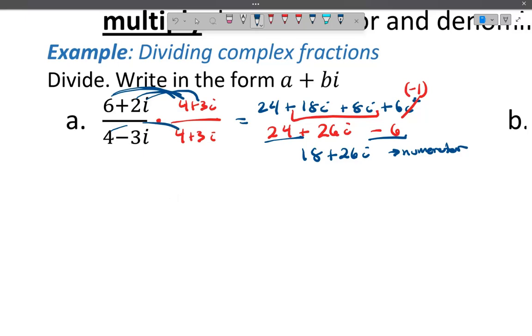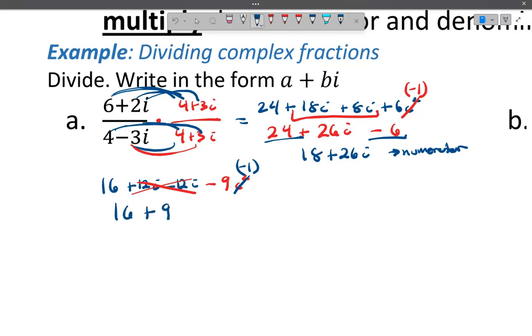Then we can go ahead and do the denominator. We're going to have 4 times 4, which is 16. Then we're going to have plus 12i and a negative 12i. Again, like we see, these two values are going to cancel. And then we're going to have negative 9i squared. Of course, as i squared equals -1, which changes this to a plus 9. So we have 16 plus 9.